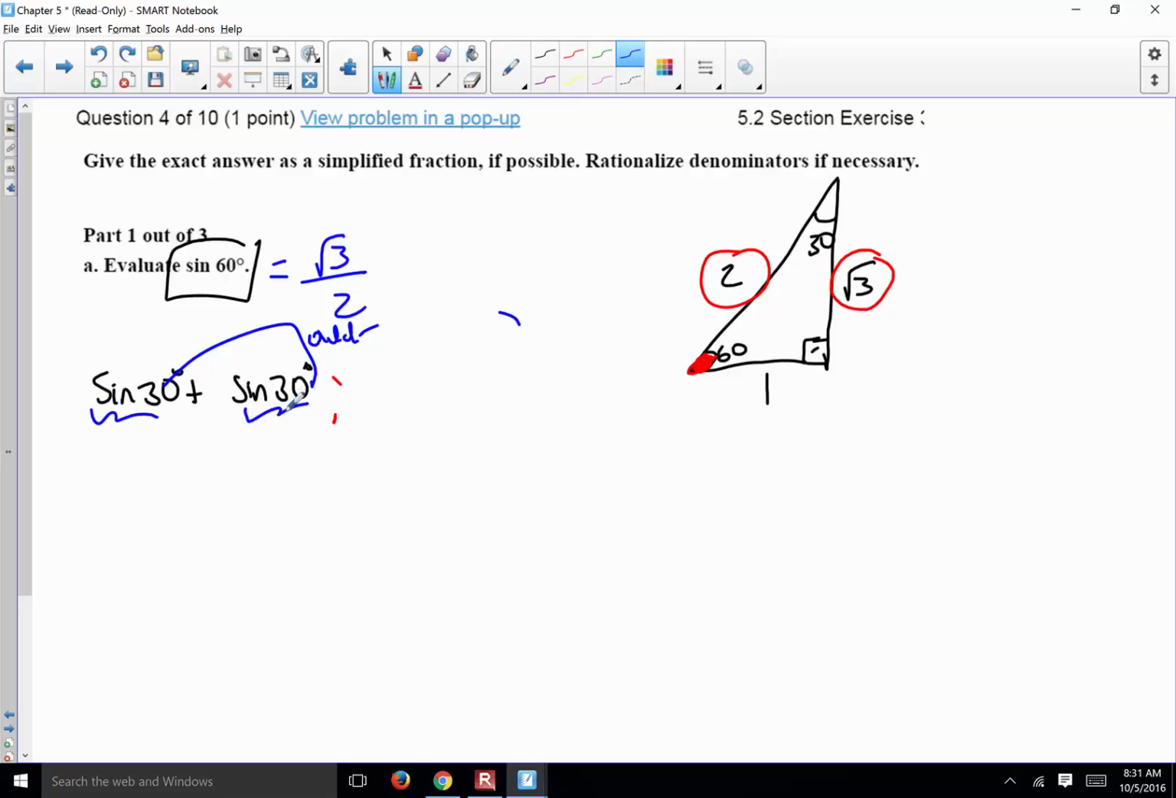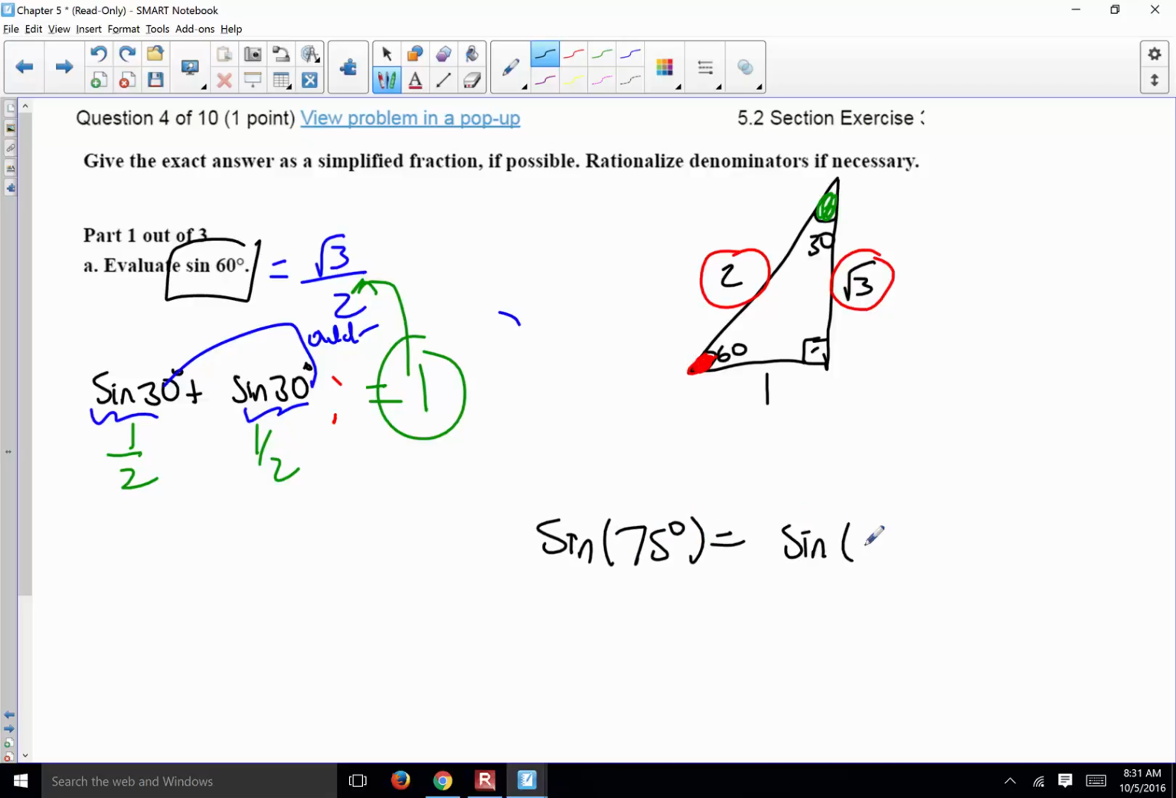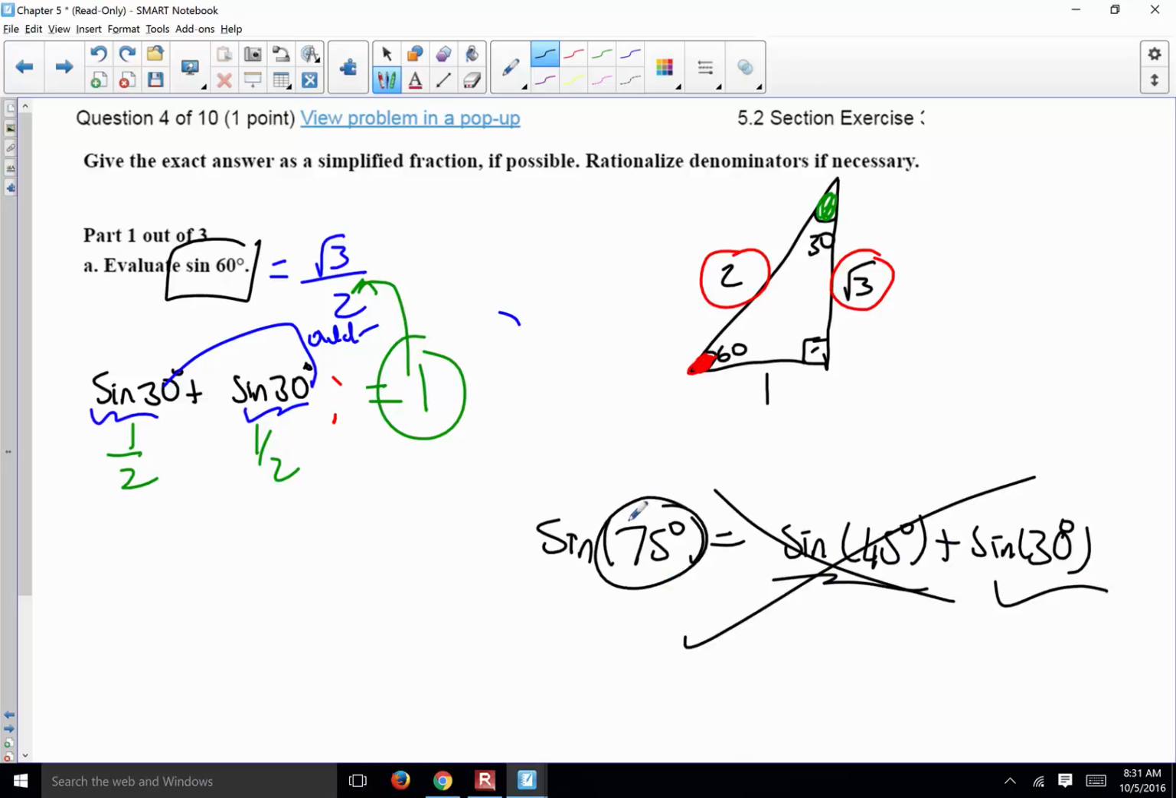What is sine 30? You already know from the table, or you can get it here. Sine 30 means opposite over hypotenuse. It is 1/2. You add them, you see it doesn't match this. 1 over 2 and 1 over 2 makes 1, not root 3 over 2. Okay? So again, sometimes I see this. Some people see sine 75 as sine 45 plus sine 30, because 45 and 30 make 75. You separate like this and compute. Wrong again. You cannot split an angle into two and add them.